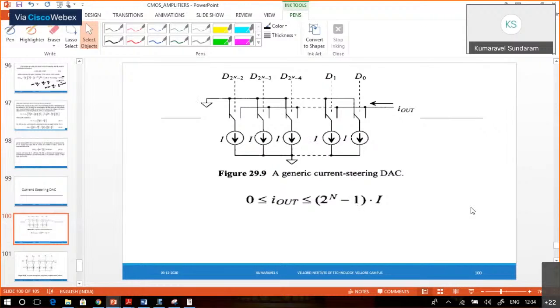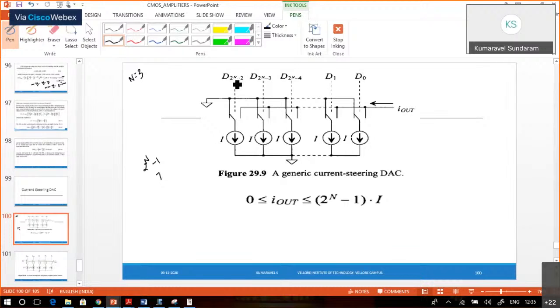In current steering DAC, again, we can give the digital input in terms of thermometer or binary code. Now in this architecture, we are giving it in thermometric code. As I was saying, thermometric code is going to be 2 power n minus 1 combinations for n bit binary. So if n equals 3, we will be having 7 current sources required.